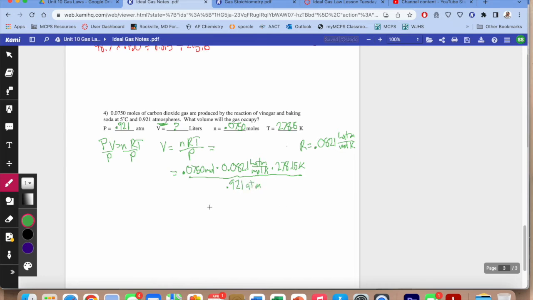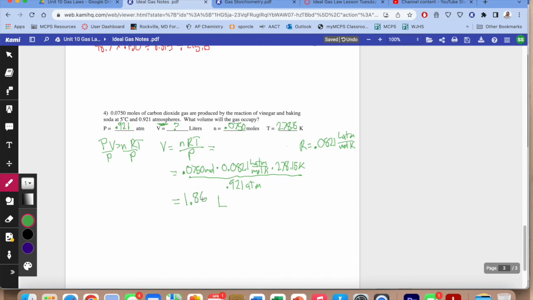And if I do this, then I get my answer. Notice that moles will cancel out with the moles in the denominator of this fraction. Atmospheres will cancel out with the atmospheres in the denominator, and Kelvin will cancel out here. And the only thing I will have at the end is liters. So I'm going to end up with some number of liters. I know that at the beginning. How many? 0.075 times 0.0821 times 278.15 divided by 0.921, and it's equal to 1.86. So yay us. Okay, and there you go, 1.86 liters.